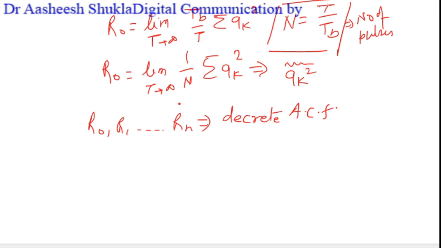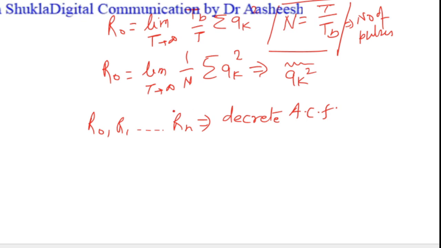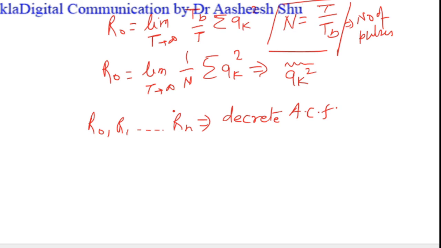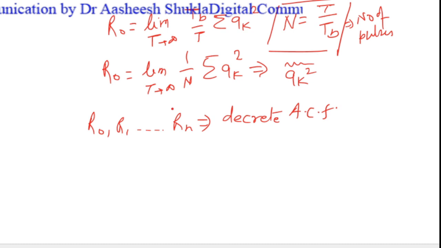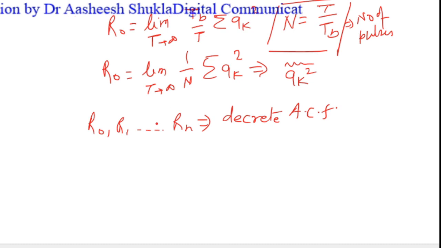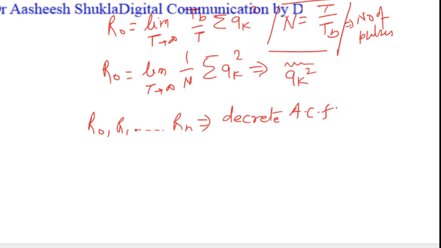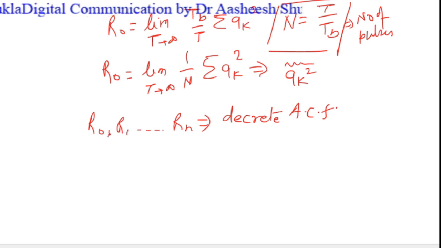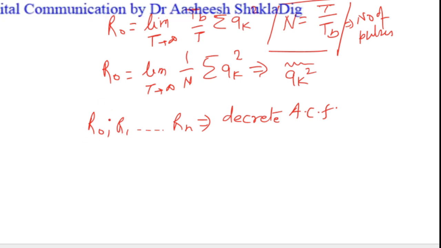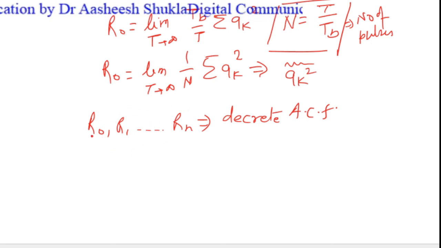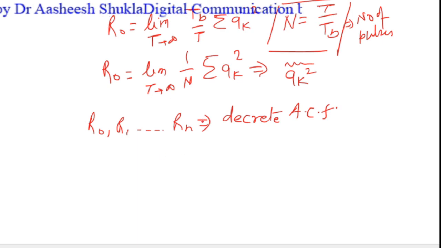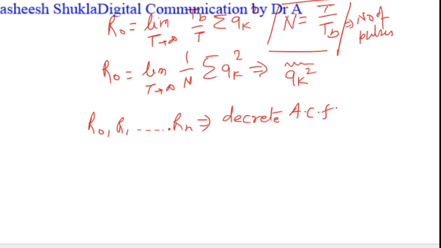And at the last, we have to combine all these values, R naught up to Rn, whatever values will exist, and then we have to take the Fourier transform to get the power spectral density. So this is important. To get the power spectral density of any line code, first we have to calculate the value of R0, then R1 and up to Rn, and then we have to take the Fourier transform of these values to get the power spectral density of the line code, right?